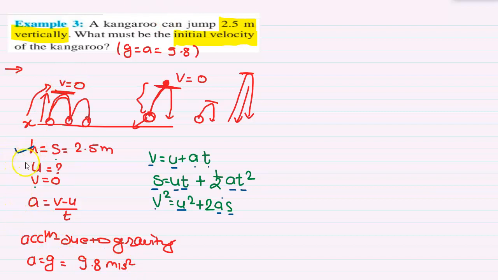Now you can see here, which terms do you have? You have S, you have V, you have A. So can you calculate U? Yes, we can. And which formula can we use? Among these, you can check. Here T is required, T is not given, so we can't use this formula. Again here T, so we can't use this, but this formula we can use. So I will write the third formula: V square is equal to U square plus 2AS.